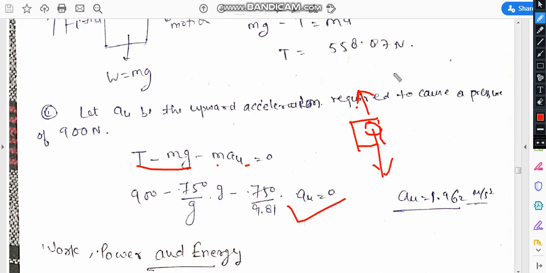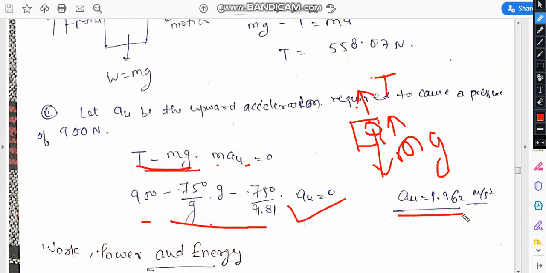So this is the basic concept, because if the tension is T and your weight is mg, the net force is nothing but T minus mg, and that resultant force gives the acceleration to the lift, that is m into a. Since this is 750 by g, your mass m is 750 by 9.81. So by using this equation we can obtain the acceleration, that is 1.962 meter per second square. So this is D'Alembert's principle. Thank you.